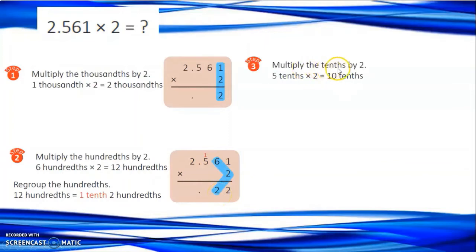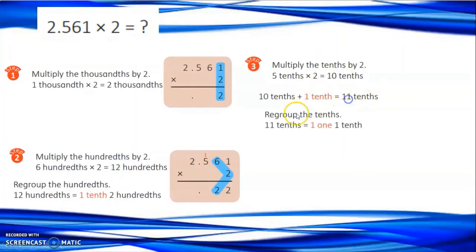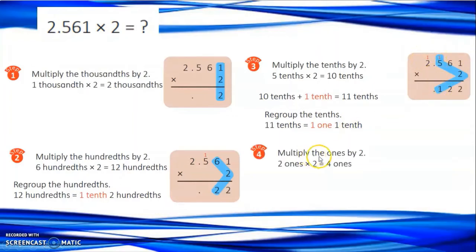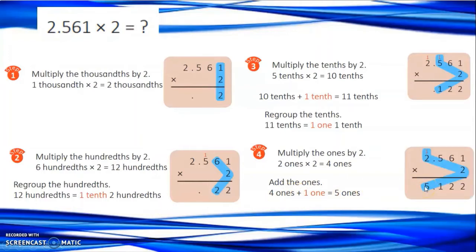Step 3, multiply the tenths by 2. We have 5 tenths times 2 is 10. To the 10 tenths, we need to add 1 tenth, so we have 11 tenths. Then we need to regroup the tenths. We have 1 and 1 tenth. So here, 1 up and 1 down. Step 4, multiply the ones by 2. So 2 ones times 2 is equal to 4 ones. Add the ones. We have 4 ones plus 1 is 5 ones. So we have here 5.